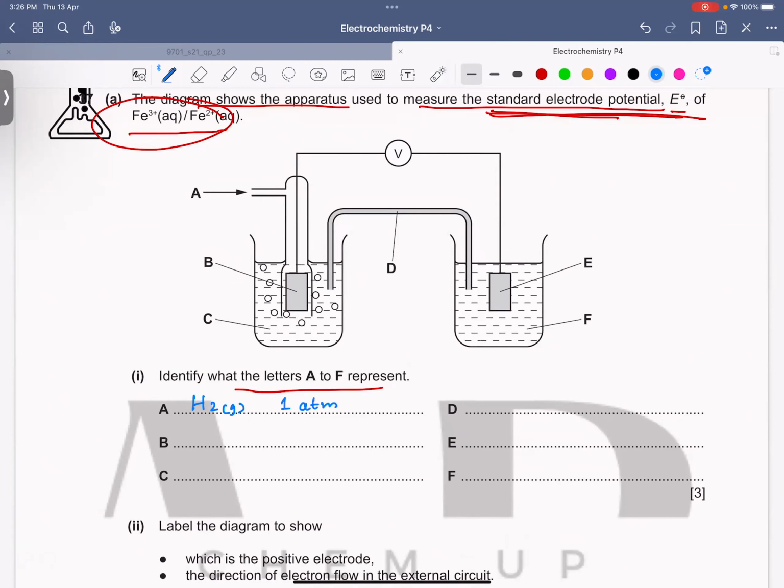Then move to the B. Yes, who can tell me B? Platinum. Then what about C? Yes, we also discussed this yesterday. If hydrogen gas is getting inside, C must contain the hydrogen ions. So either you can write hydrogen ions or you can take hydrochloric acid, and its concentration must be 1 mole per dm cube. Okay.